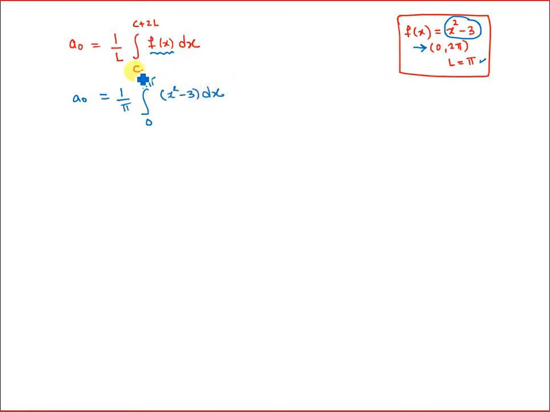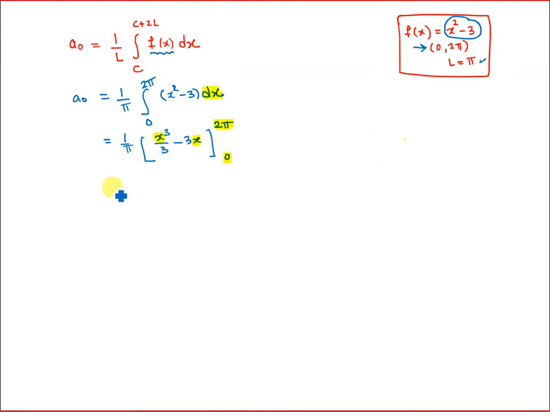Now this is a single definite integral, which we can easily integrate. So this gives you 1 over pi. The integral of x square is x power 3 over 3 minus the integral of 3 is 3x, from 0 to 2 pi. Now we replace the value of x first by 2 pi and then by 0. Here we have only one variable, dx, so we know that it's the value of x.